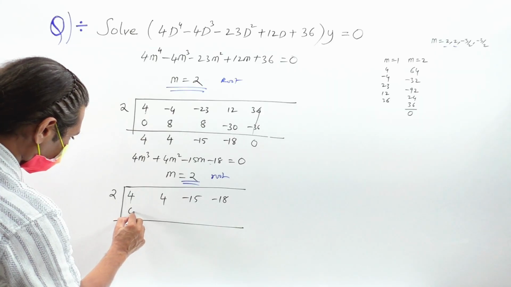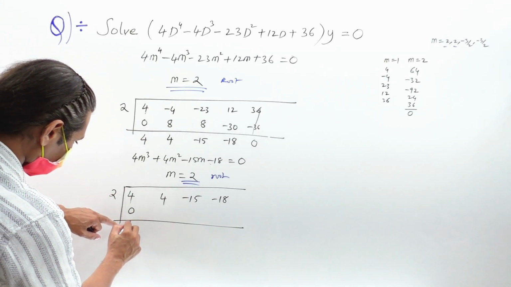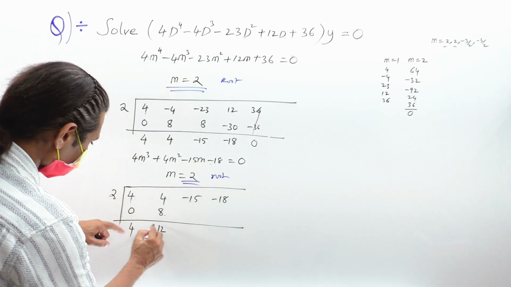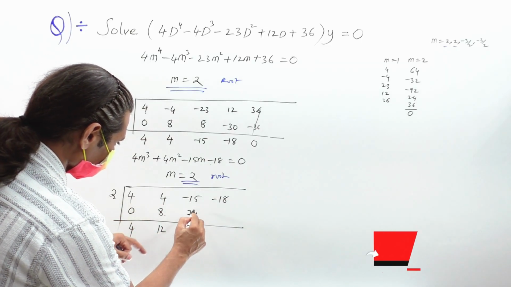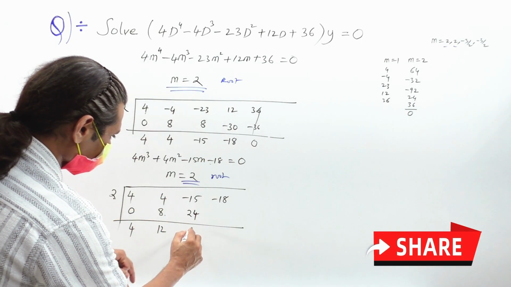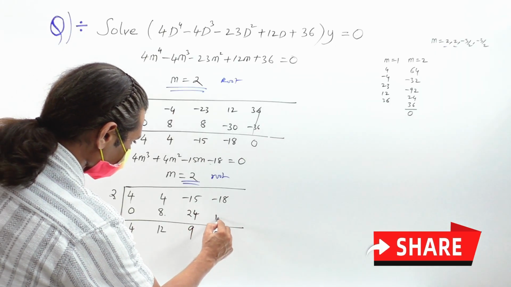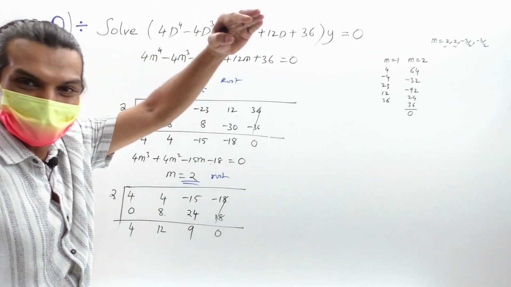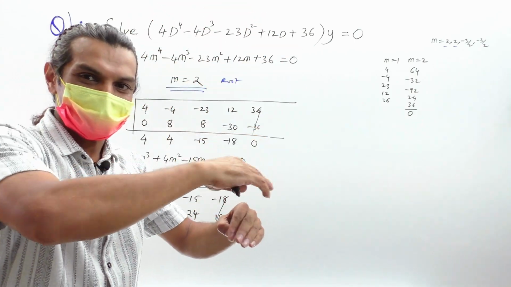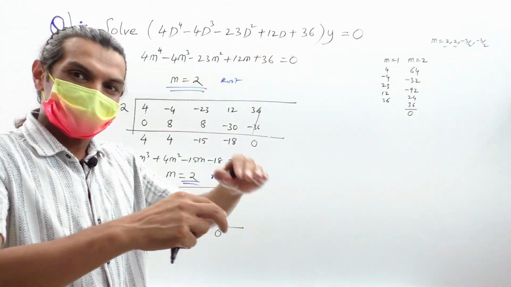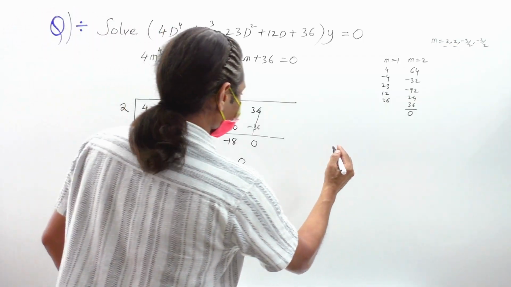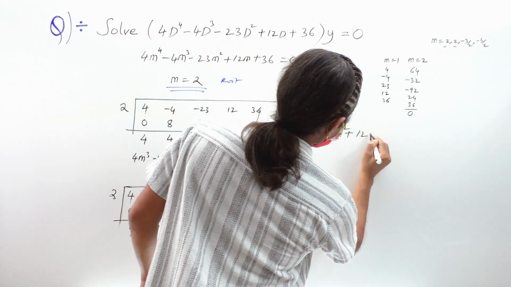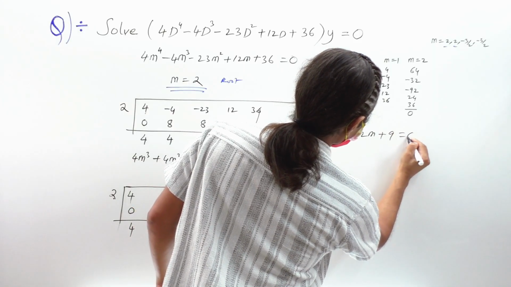Below 4 put 0. 2, 4 plus 0 is 4, 2 4s are 8. 2 into 4, 8, 8 plus 4 is 12, 2 into 12 is 24, 24 minus 15 is how much? 9, 2 9s are 18, minus 18 plus 18 is 0. Done. M raised to 4, see, one root from m cube, one more root from m cube by m square. So what remains? 4m square plus 12m plus 9 is equal to 0.